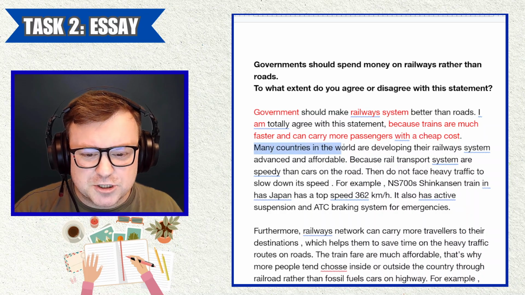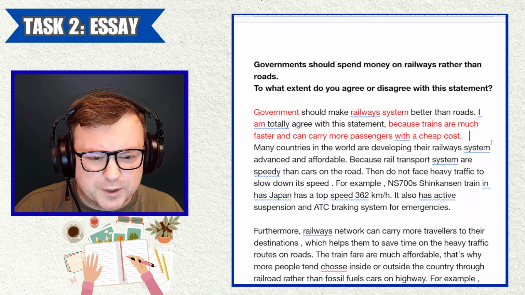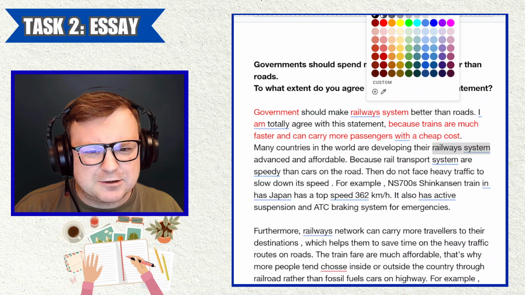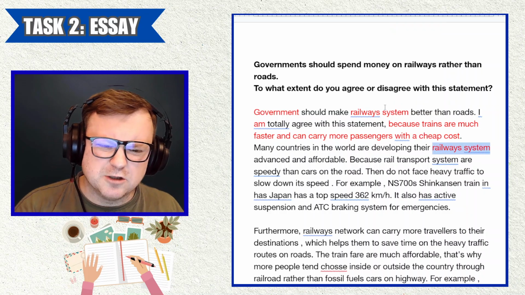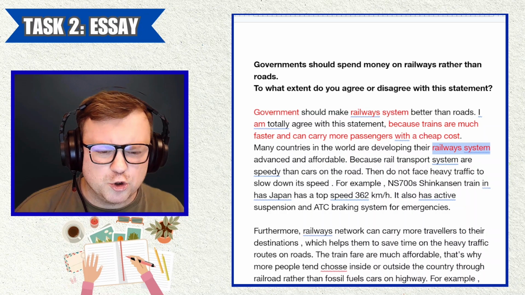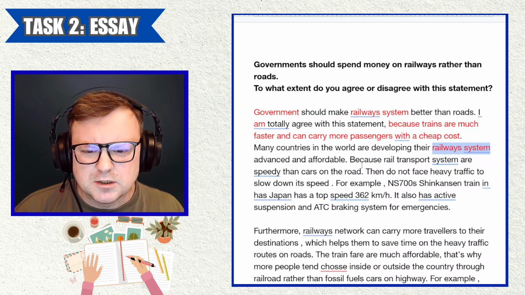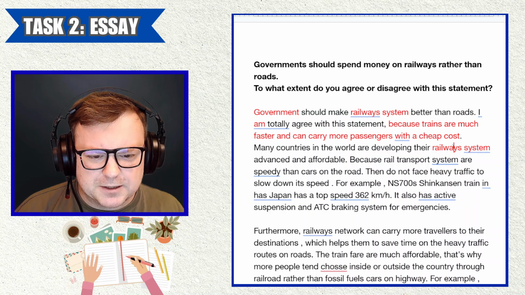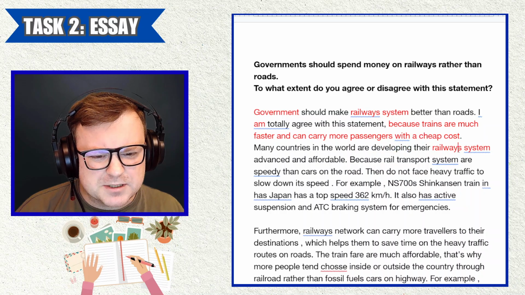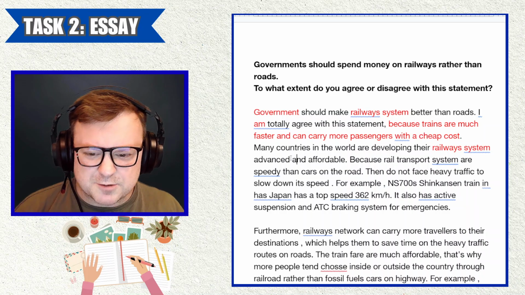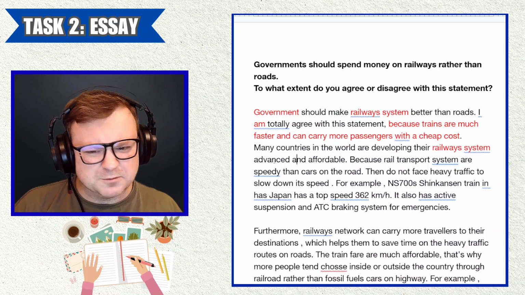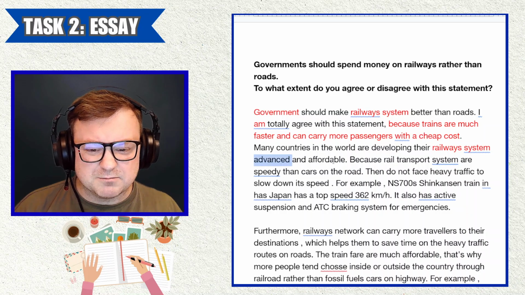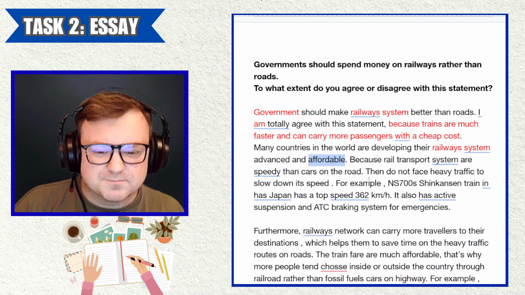Okay, many countries in the world are developing their railway systems. Now we seem to get background information, so the work isn't logically organized here. This will hurt coherence and cohesion. Many countries in the world are developing their railway system advanced and affordable. What does that mean? To develop something advanced and affordable, in ways that make them advanced and affordable, perhaps. But at least, affordable is a good word here.